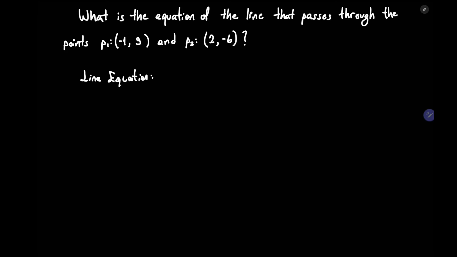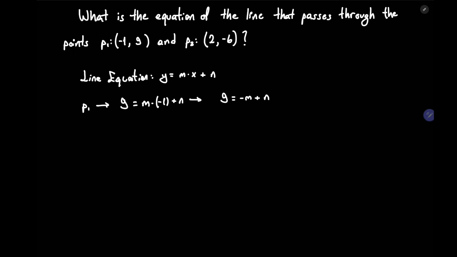is something like y = mx + n, where n is a constant. The 2 points that are given in the question, P1 and P2, must satisfy this line equation. First, let's apply the first point, P1. So 9 = m times (-1) + n. So we get 9 = -m + n.